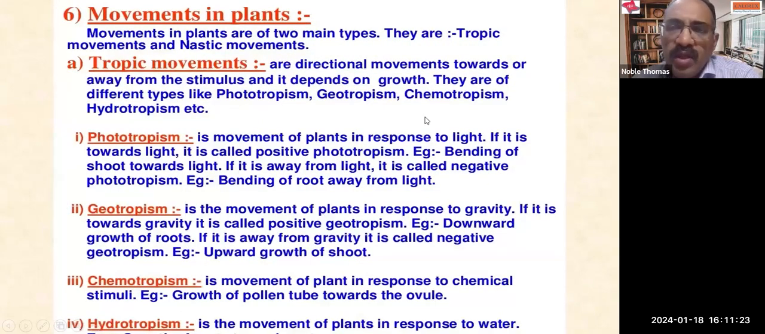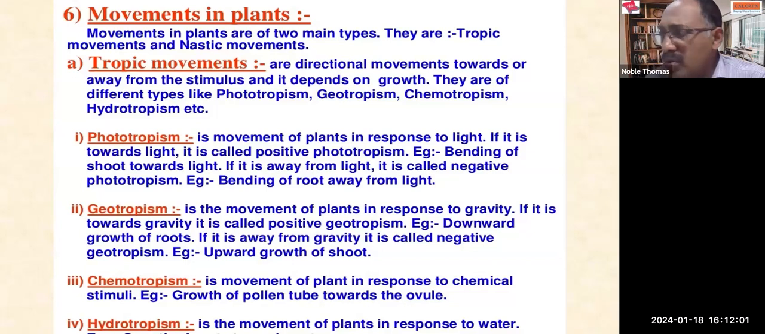Now, with the help of these chemicals, plants can do many movements. The movements which are related to growth and are influenced by an external stimulus are what we call tropic movements. Tropic movements are plant movements which are directional. That means either they are observed towards a particular stimulus, or against the particular stimulus.